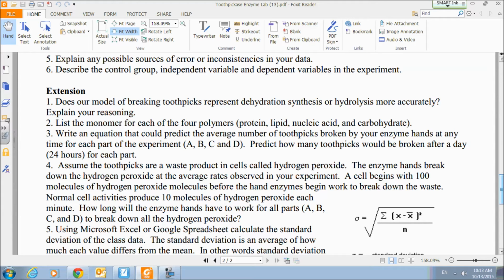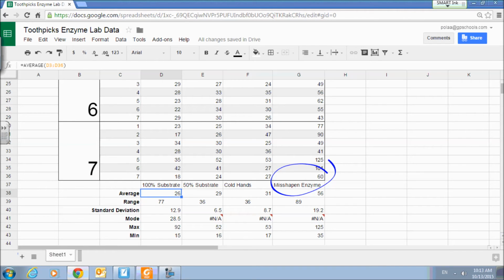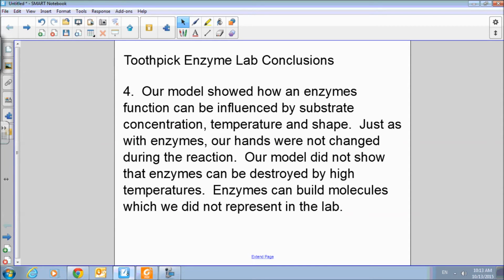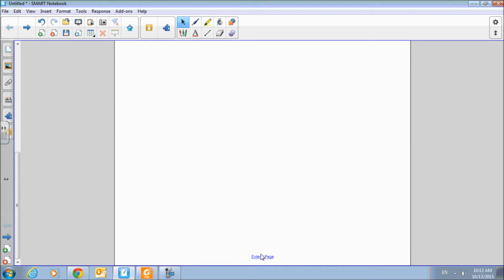Number 3 in the extension. Write an equation that could predict the average number of toothpicks broken by our enzyme hands at any time for each part of the experiment, and then predict how many toothpicks would be broken after 24 hours. So let's set up some variables here. People struggled with this last class, so I'm going to put it on the board. So we are on extension number 3.